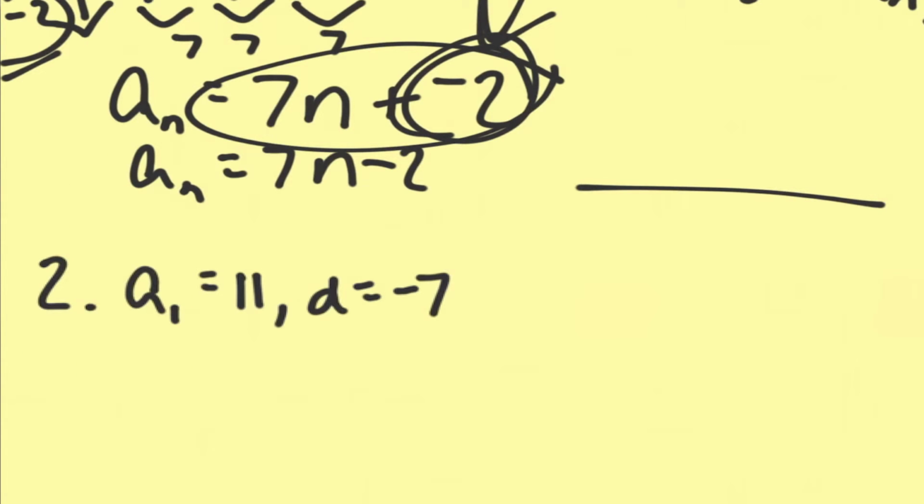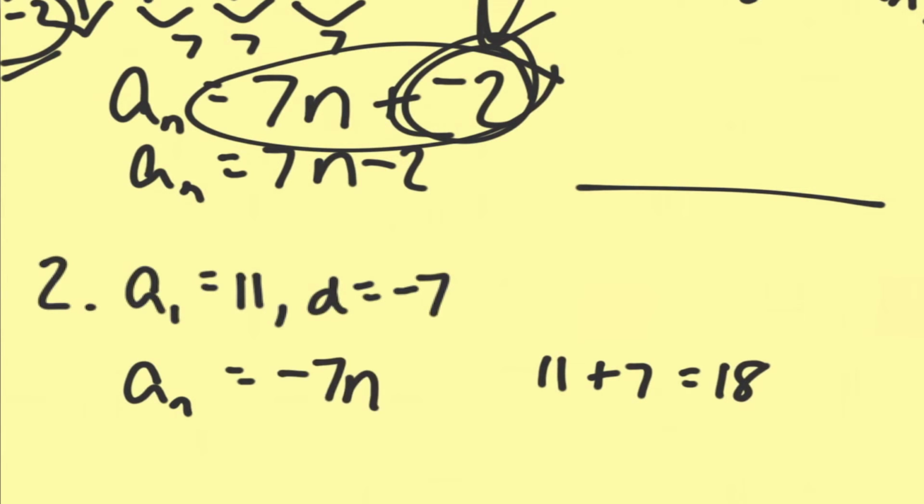For the next one, we're given the first term and d is -7, so it means it's going down by 7s. So if we wanted to find the 0th term, we want to do 11 plus 7 to go backwards, which is 18. So that's -7n, your common difference times n, plus 18.